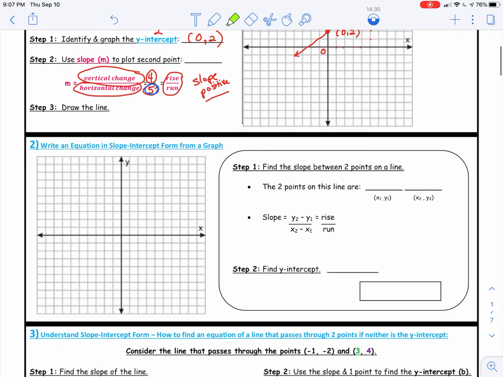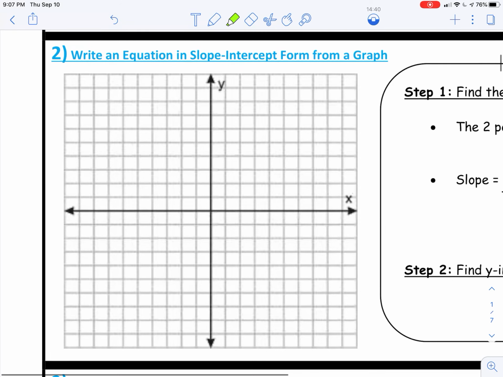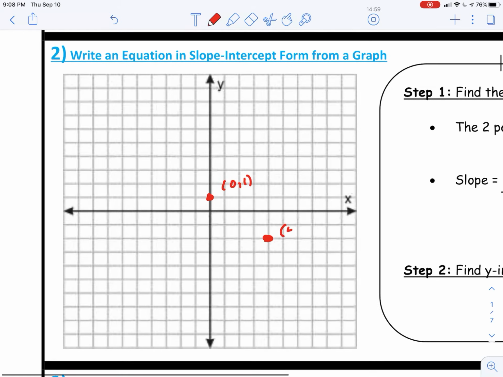So what I want you to do here, I'm going to have you actually graph on your coordinate plane. We're going to do some graphing here. Put your first point at 0, 1, and label that 0, 1. And then go to 4, negative 2. So 1, 2, 3, 4, negative 2. And label that. And then go ahead and connect those points to make your line.